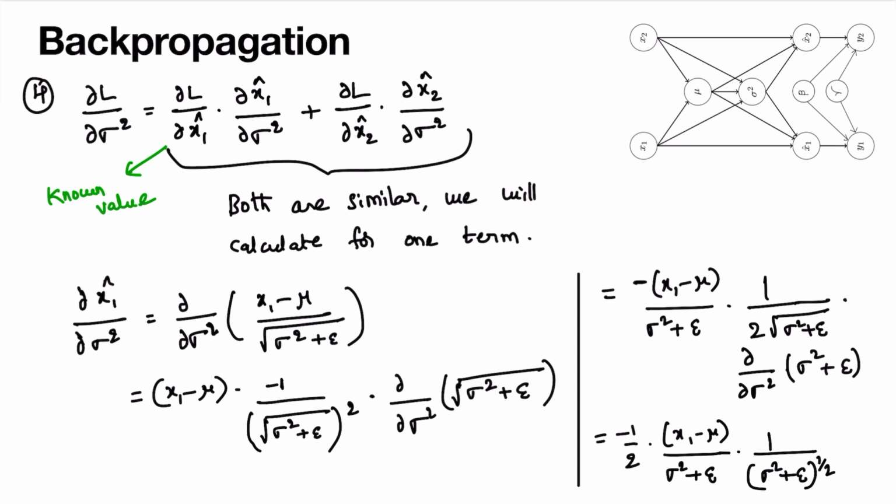If I take this equation, what is the equation of x1 cap? x1 cap is standardization. So standardization is the original value minus mu, divided by the square root of variance plus epsilon. This is a constant value anyway. Now I need to do this derivative with respect to sigma square. Sigma square is in the denominator, so the numerator is a constant. I will take this aside. Now this is the equation. It looks like 1 by x, where x is actually this one. If it is 1 by x, the derivative is minus 1 by x square.